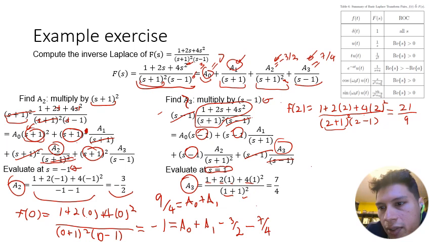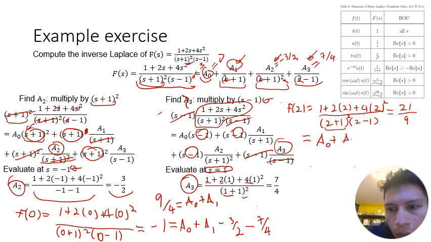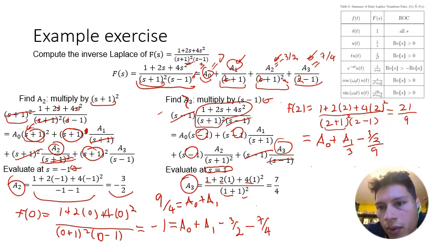So this is 3. 3 squared is 9. 1 plus 4 is 5, plus 16, that's 21. Okay, now in these, we're going to plug in 2, and we're going to plug in 2, and we're going to plug in 2. That's going to be a little more interesting because we're going to get a0 plus a1 over 3 plus, or minus, 3 over 2 divided by 9. And then 2 minus 1 is just 1, so plus 7 over 4.